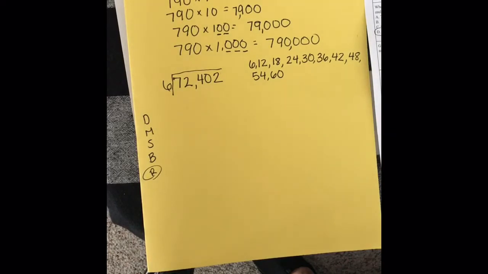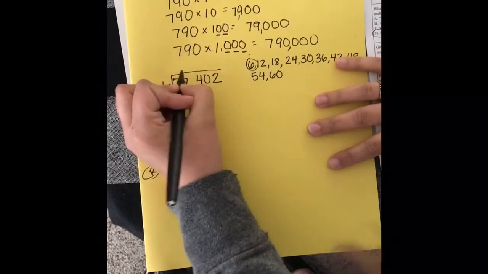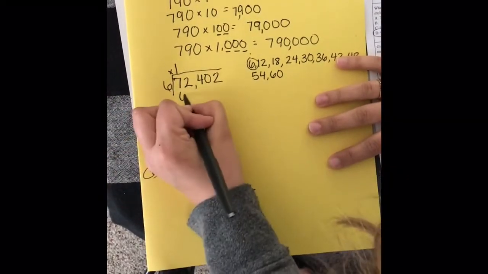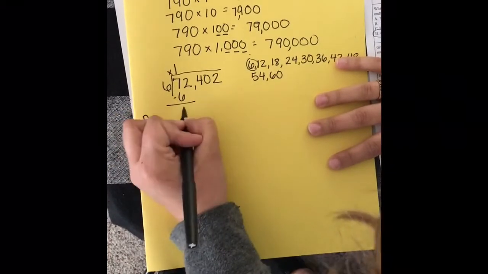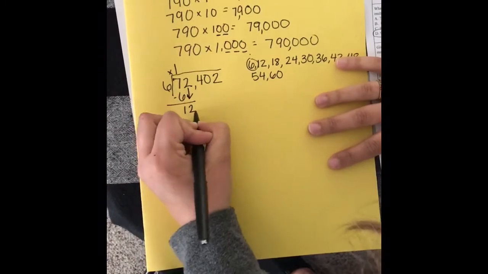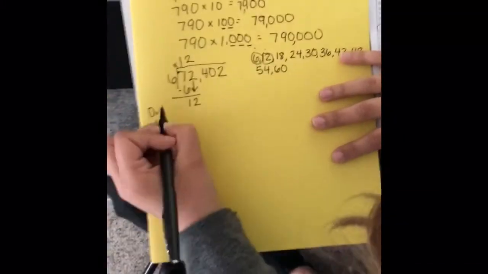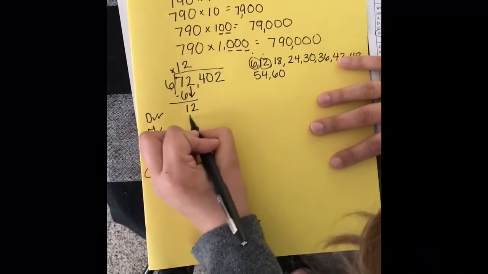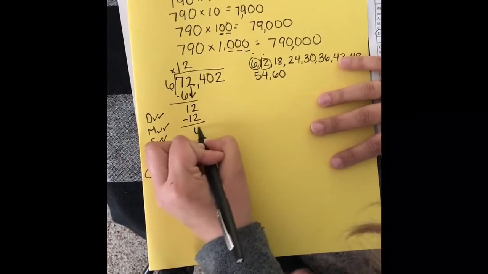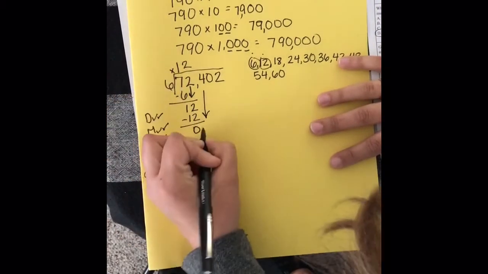So we are going 6 into 7, and I know it can go in one time, and then I'm going to multiply, then I subtract, and now I can bring down. 6 can go into 12 two times. 2 times 6 is 12. Subtract, I'm left with 0. So 6 can't go into 0, so I bring down my 4.